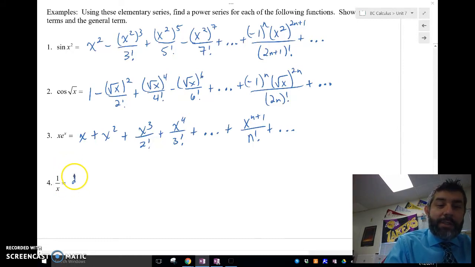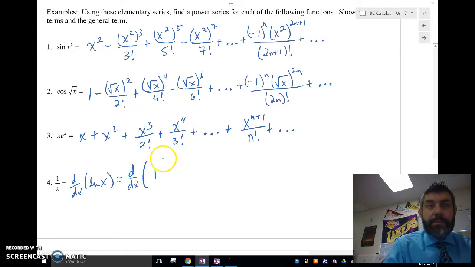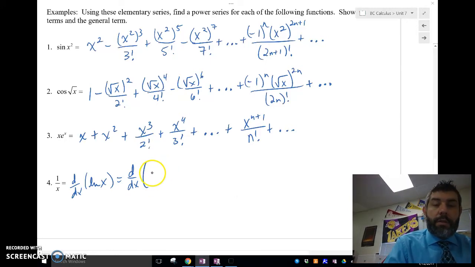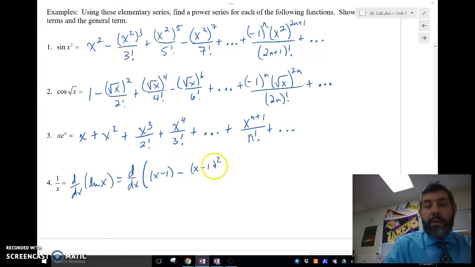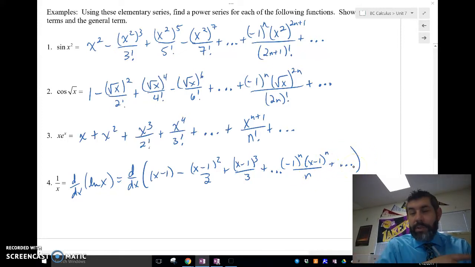Notice that 1 over x is just the derivative of ln x, right? So what we're going to do is take the derivative of the series. x minus 1, minus (x minus 1) squared, plus (x minus 1) cubed. All right, so we're going to take the derivative of the whole thing.